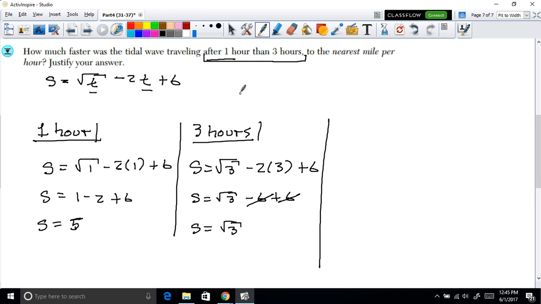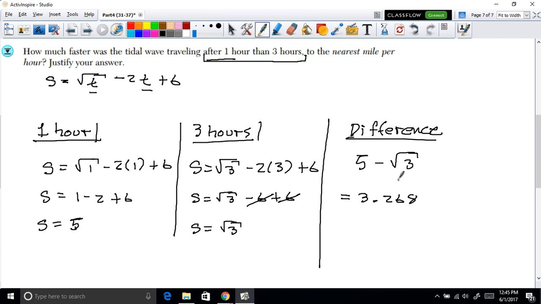Now we can actually answer our question, because it says, how much faster was the tidal wave traveling after 1 hour than 3 hours? So if we look at the difference, we know that in the first hour the tidal wave was 5. And when we take the value for the tidal wave when t equals 3, if you do this in the calculator, you're going to get 3.268. So we know that the difference is 3.268.